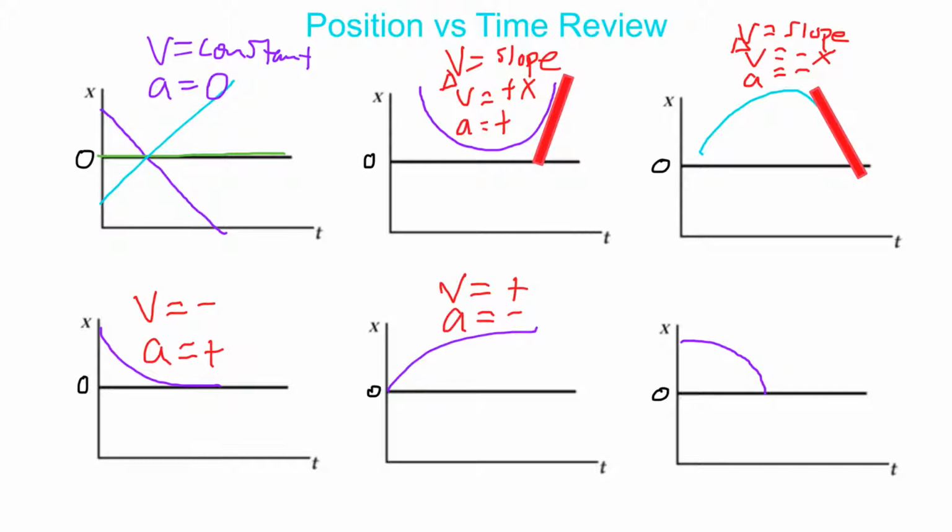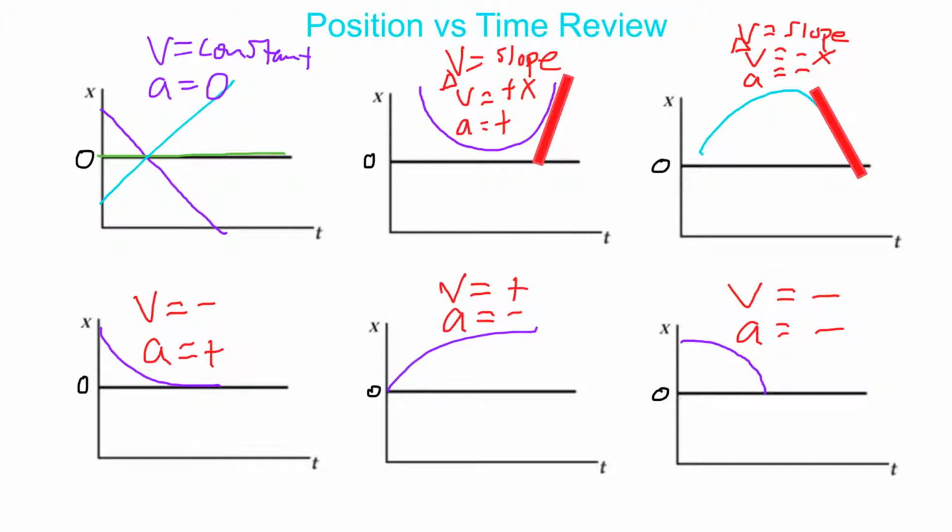And what can we say about this graph over here? The velocity must be negative because it's part of a downward facing slope, and the acceleration must be negative as well because it's part of a downward curve. The velocity is continuing to get more and more negative as we go down.